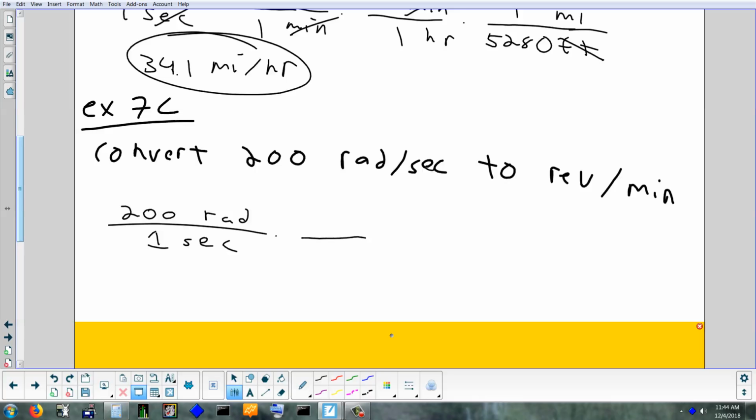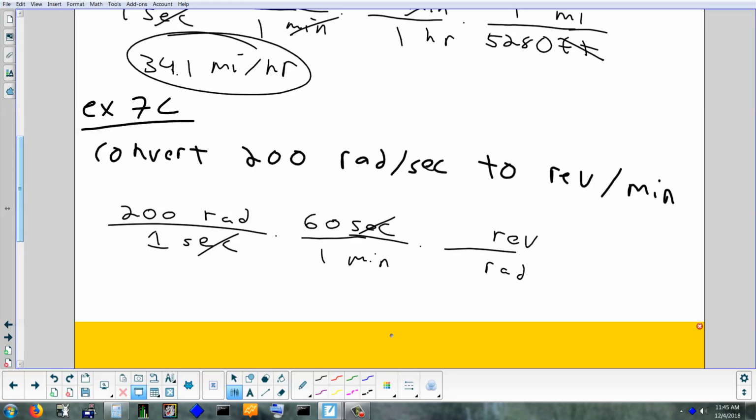All right, I'm not going to go through the time unit as slowly this time. How would you convert seconds to minutes? Yep, 60 seconds over 1 minute. That's done. Now we need to convert radians to revolutions. Even if you don't know the numbers, you should know where the units go. Radians on the bottom.